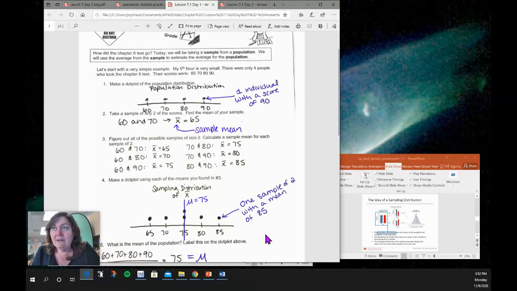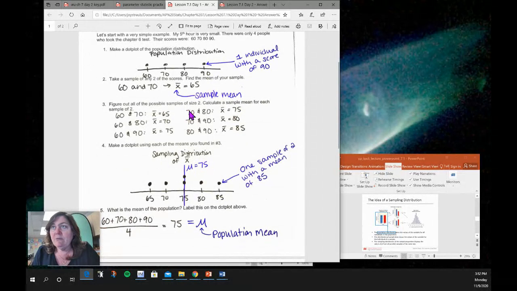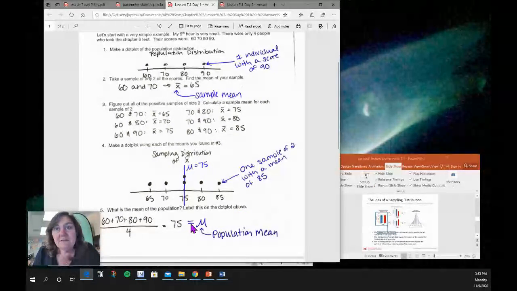And then you plotted those. Here's your sampling distribution of these X bars. And then you should see that the mean of the population is 75, and look at that population mean. It's right smack dab in the middle of my graph where it should be. The mean of my X bars, the mean of the means, is going to be my unbiased estimator.